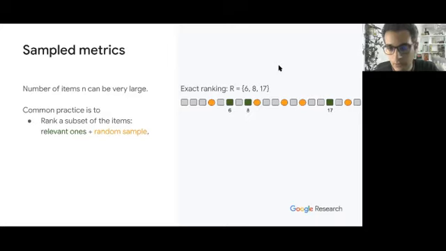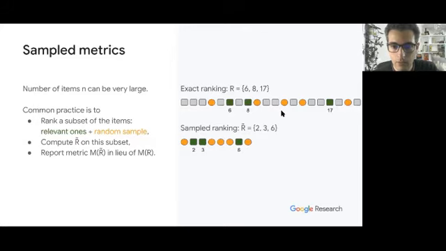But instead of ranking all of the items, we take the relevant ones, together with a random sample, highlighted in orange, then use the algorithm to rank this subset. The resulting ranks in this case would be 2, 3, and 6. Let's call the set R tilde. The common practice is then to report the metric applied to R tilde instead of R. Now, clearly, the sampled ranks R tilde underestimate the true ranks R because of sampling. However, when we compare two recommendation algorithms using the same procedure, it is a valid question whether or not the relative order of the algorithms is preserved.